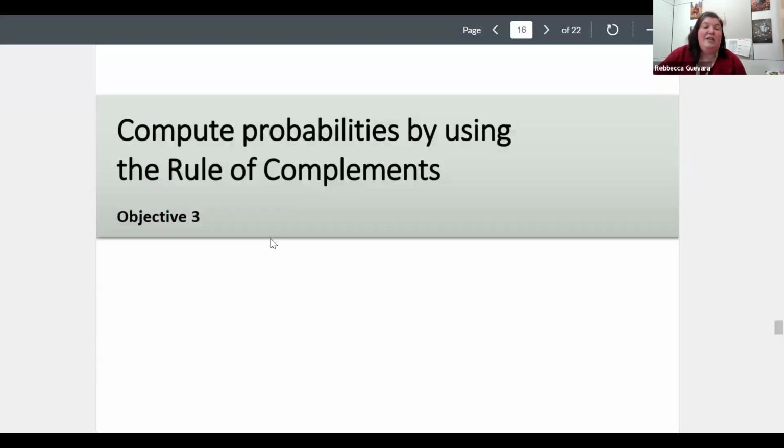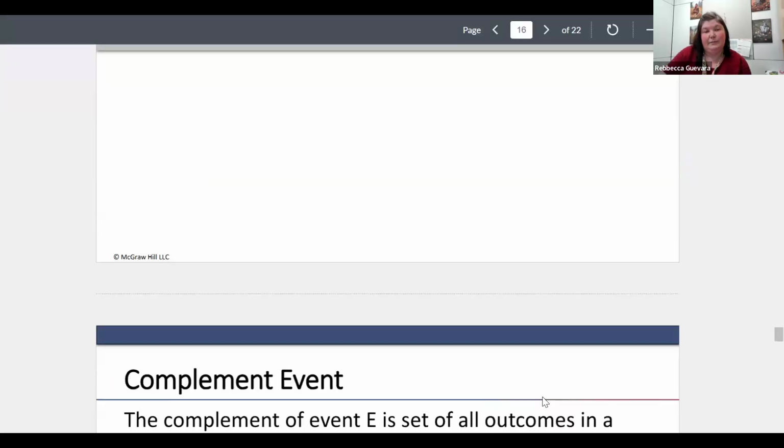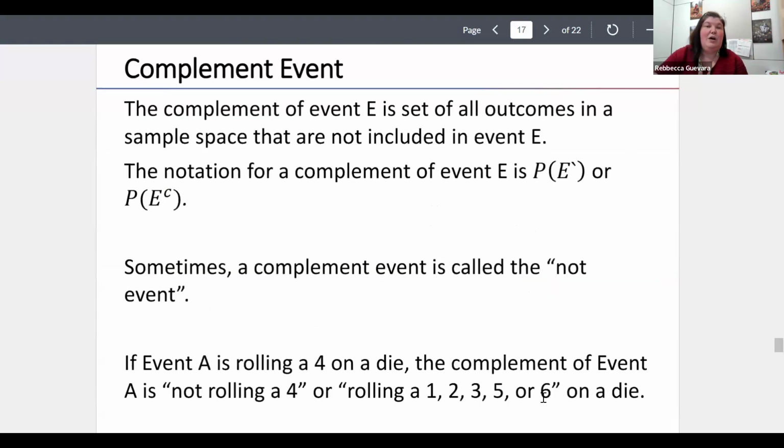Okay, so complements is the last part we have to cover for right now. So, complement events. The complement of an event E is the set of all outcomes in the sample space that are not included in event E. What that means is that anything that is not the event happening is the complement.